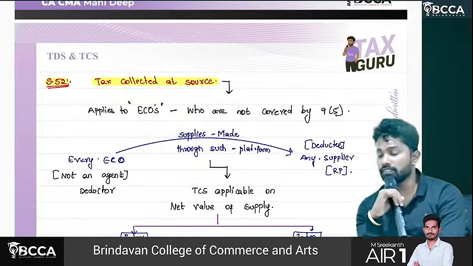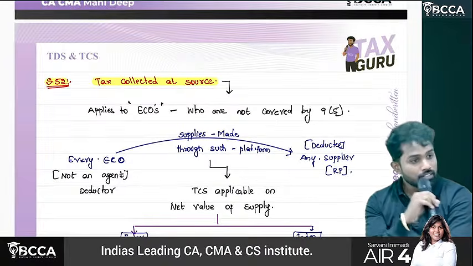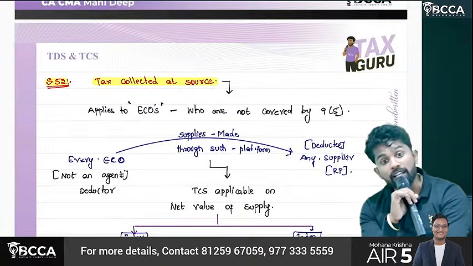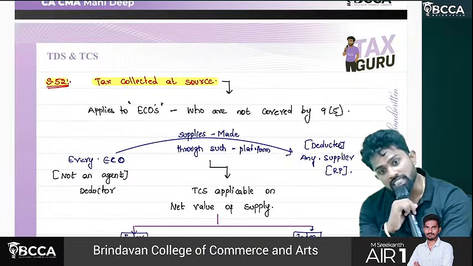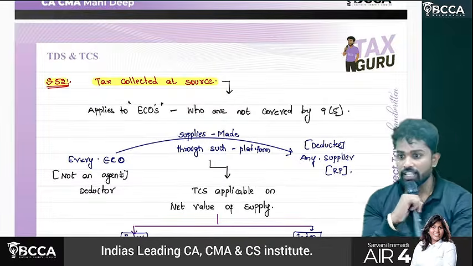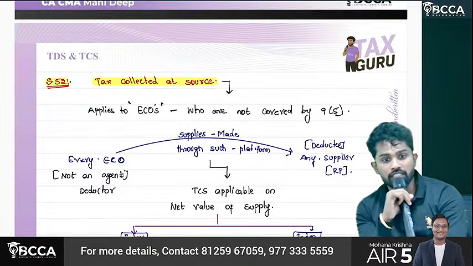The next, third one, sir, household related services. There also, what we discussed, if the supplier is unregistered, then only ECO will pay the tax. If the supplier is registered, the supplier only has to pay the tax. TCS will be applicable. Fourth one, restaurants and eating joints.